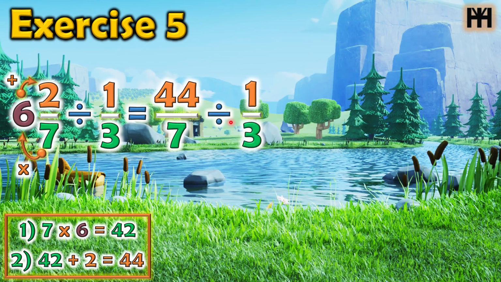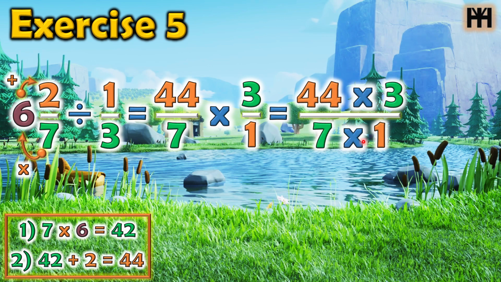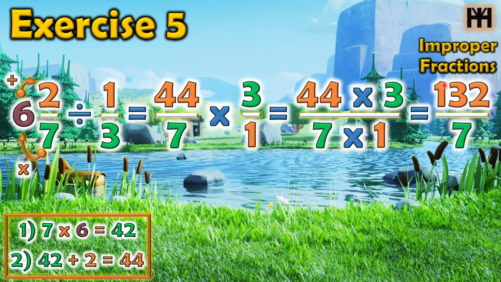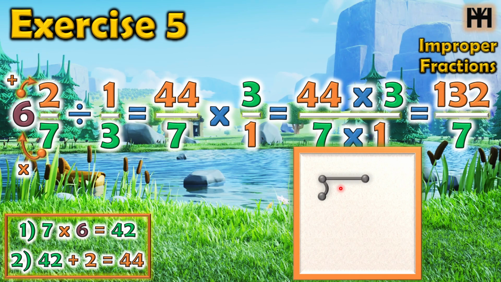What are you going to do now? Yes, flip them. So it's 44 times 3 over 1. So it's 44 times 3 over 7 times 1. So it's going to be 132 over 7. Improper fraction here. Okay, so let's divide them.